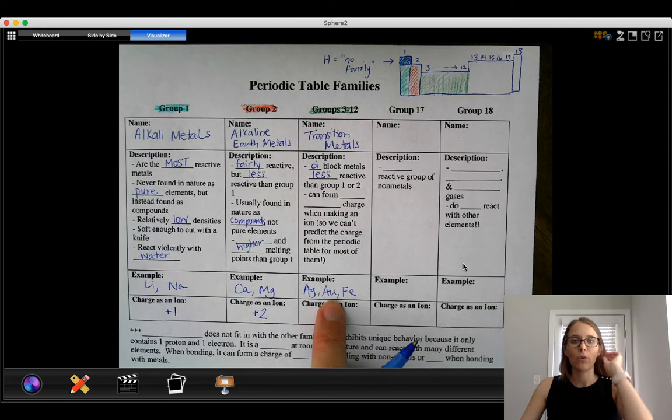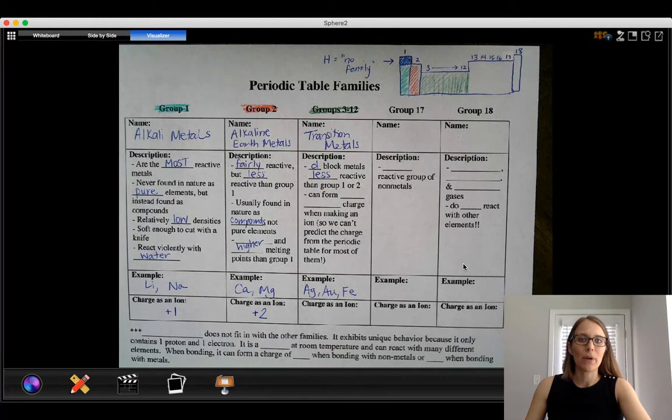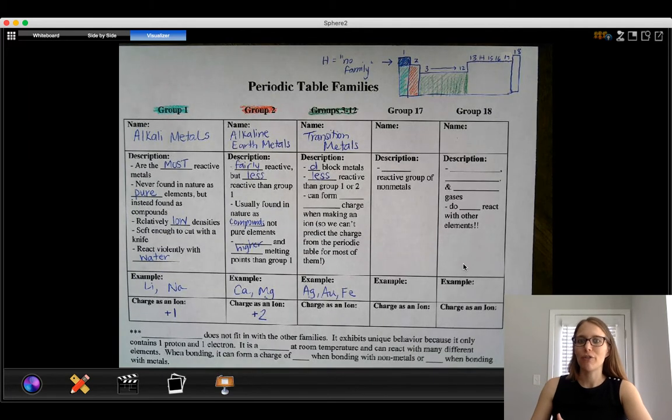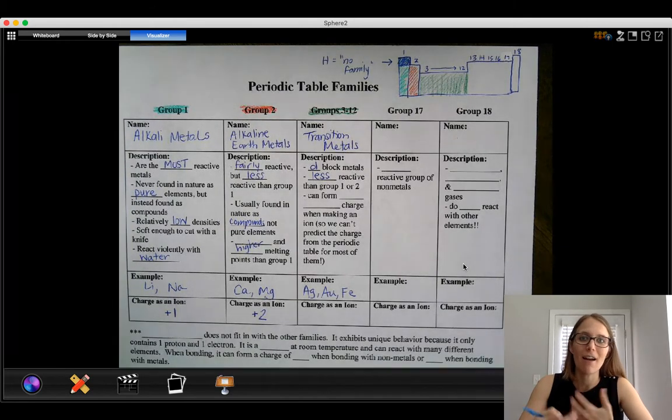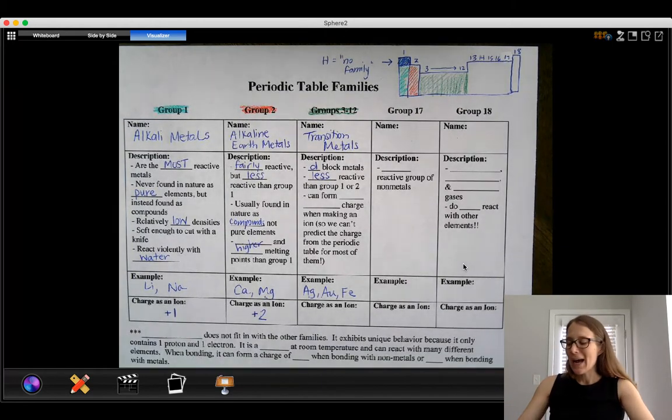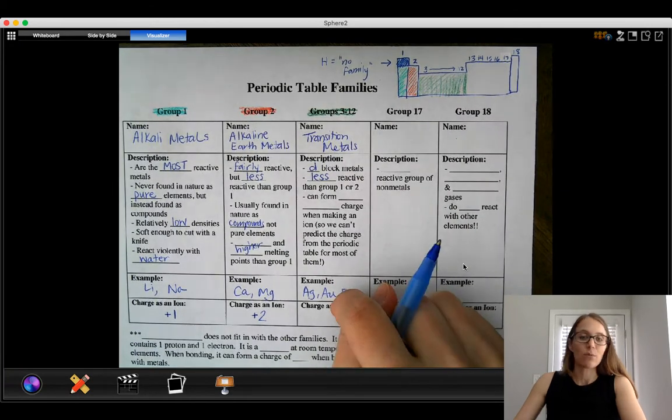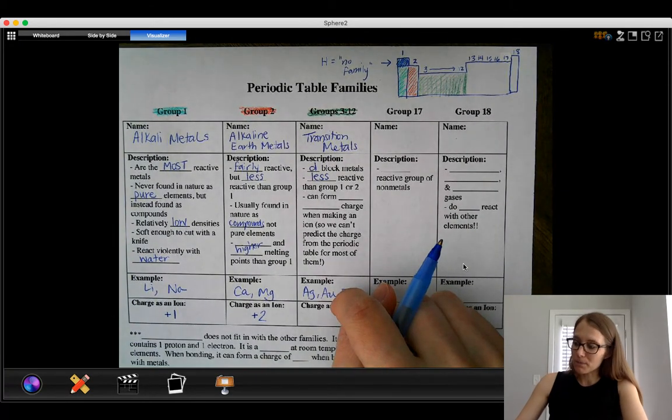Something like silver and gold, it's important that they're not reacting like crazy, because you don't want your silver and gold to just be tarnishing really quickly over time. So if you have something made out of pure silver or pure gold, you might need to clean the outside surface of it to get rid of the buildup from it reacting on the outside, but it's not reacting super fast. You can wash your hands with a silver or gold ring on and not have it explode. So they're definitely less reactive than group 1 and group 2 metals.